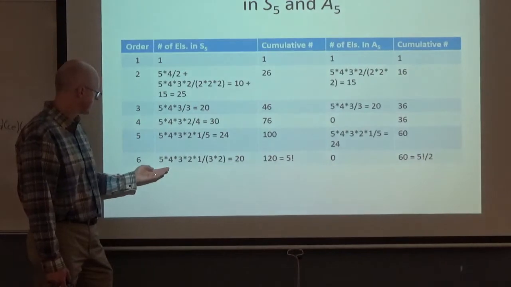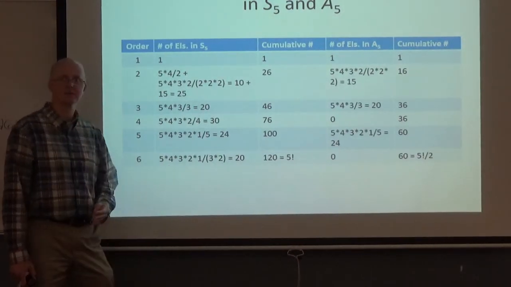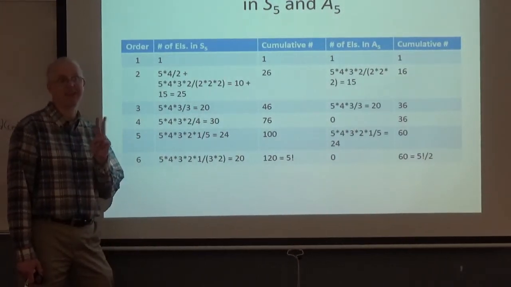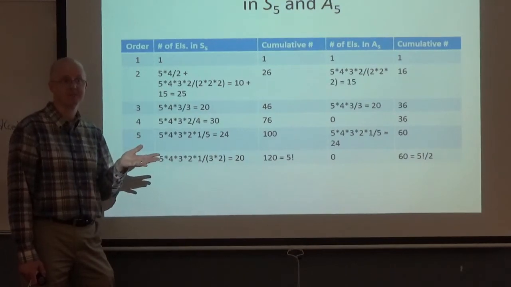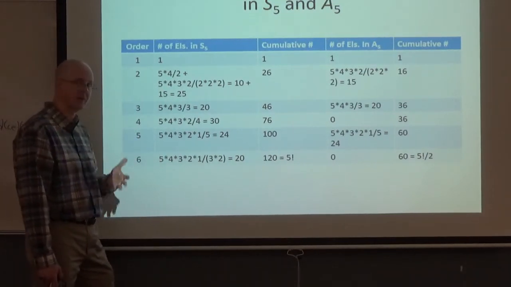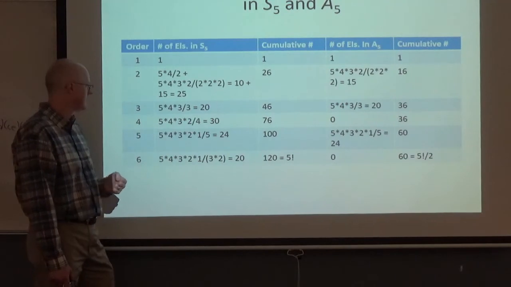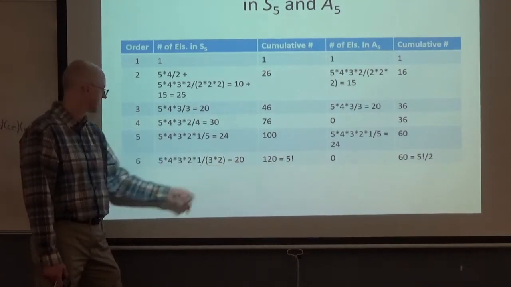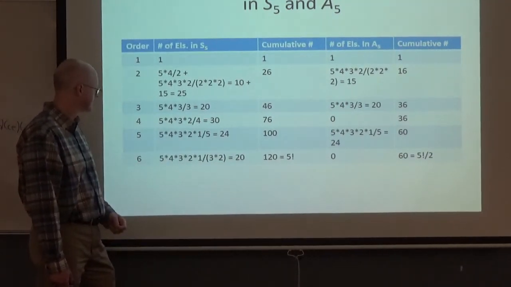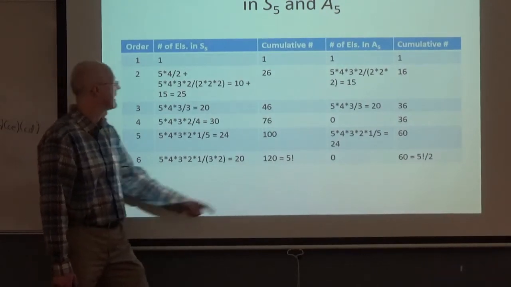And cyclic subgroups of order 6. Cyclic groups of order 6 have 2 generators, A and A to the 5th. Powers that are relatively prime to 6. So you've got to divide that by 2. There's going to be 10 cyclic subgroups of order 6 in S5 and none in A5.